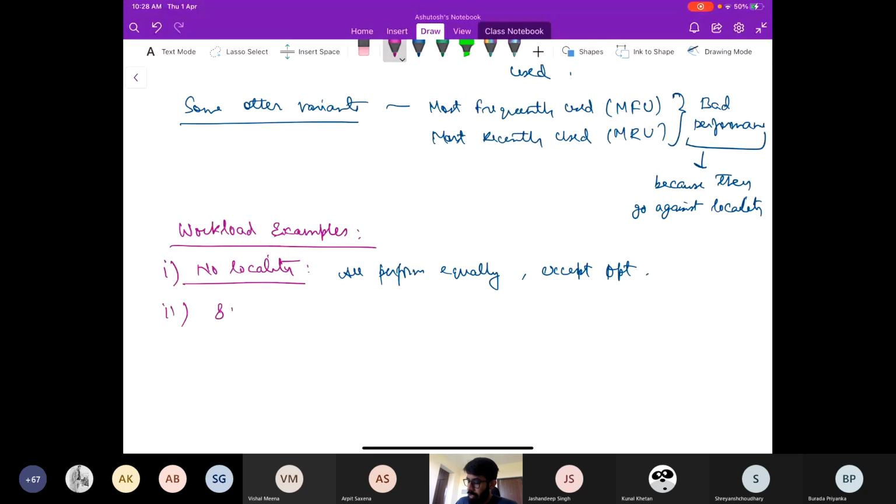Second is called an 80-20 workload. So what is an 80-20 workload? There are 20% of the pages which are accessed 80% of the time, and the remaining 80% are accessed 20% of the time, which is close to what actually happens. In this, LRU actually performs better, and you can guess why it does so, because it takes into account locality. So it is better than FIFO or random.